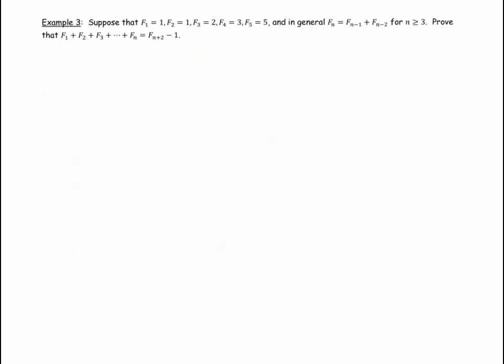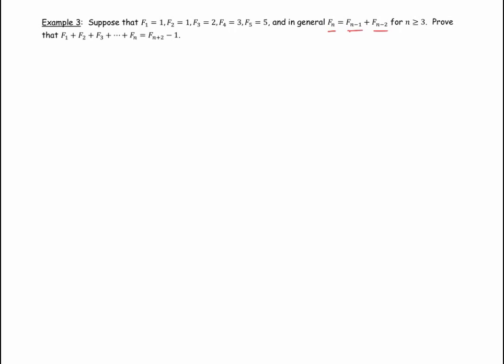I'm going to give you one last inductive proof here, just so I can give you a little sample of the types of situations in which it's useful. So this says, suppose that f sub 1 is 1, f2 is 1, f3 is 2, f4 is 3, and f5 is 5. And in general, any term is the one before it plus the one before that for n bigger than or equal to 3. You may not notice, but these are generating the Fibonacci numbers, where you get the next term by just adding the two terms before it.